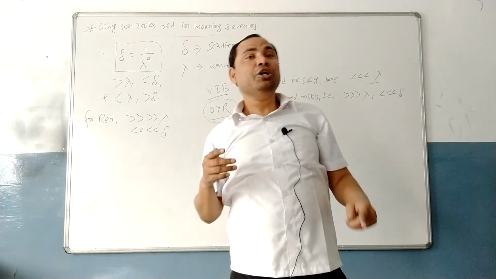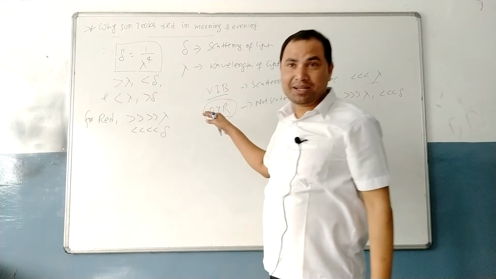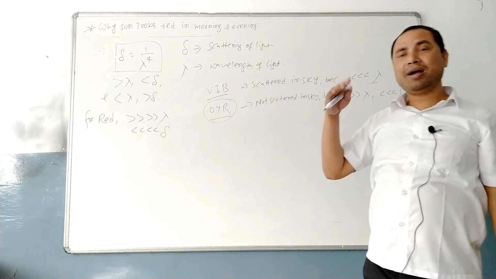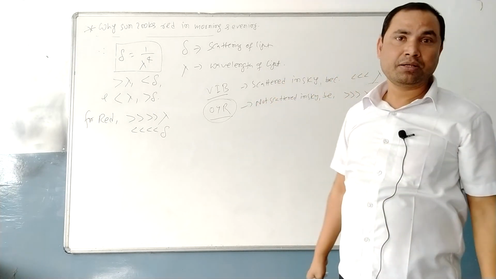This is the reason: due to the high wavelength of the orange, yellow and red colors, there is less scattering and they directly reach our eyes first. So I see red color first, and the sun looks reddish.